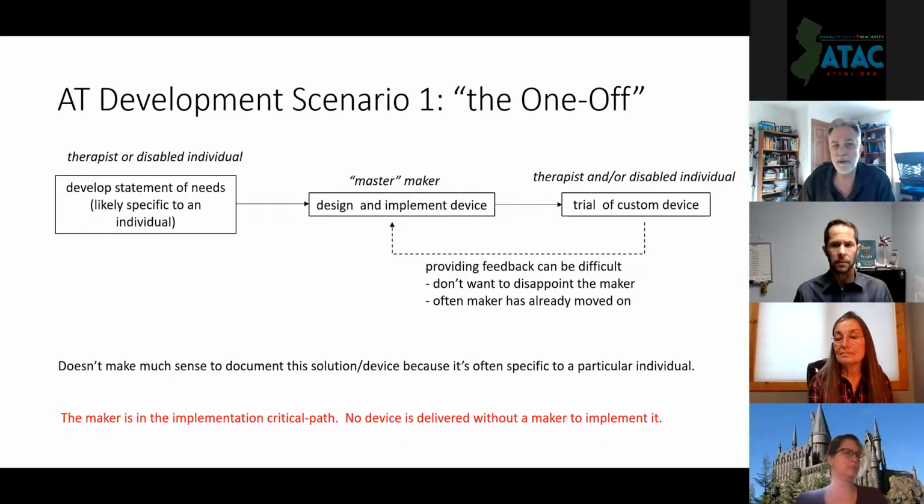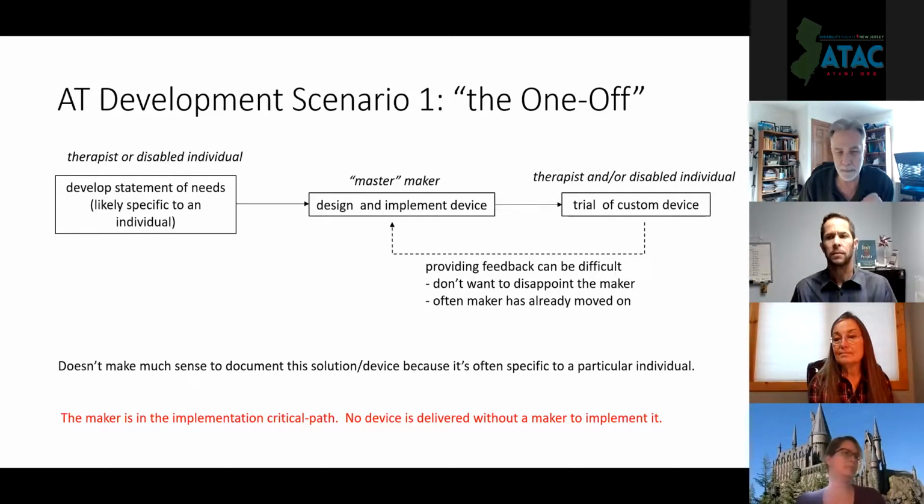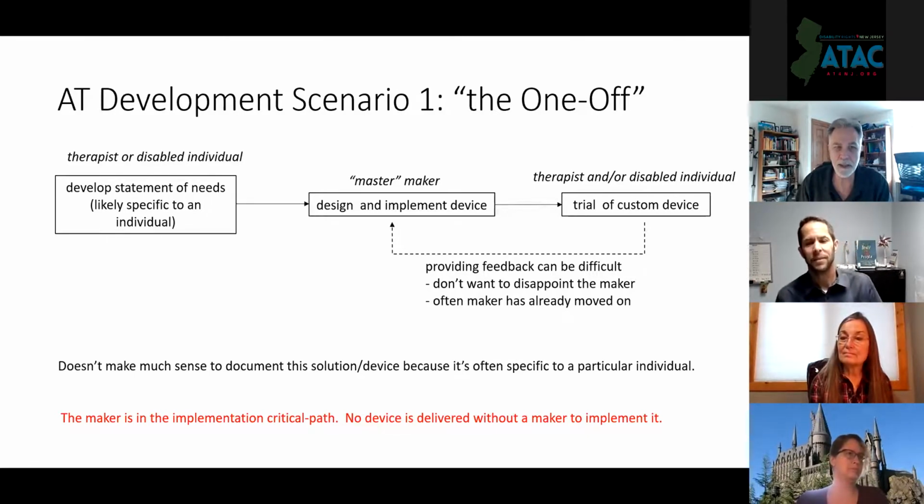Unfortunately, it turns out that providing feedback is typically difficult in this scenario. Number one, the therapist and the individual don't want to disappoint that maker by saying, oh, this really doesn't meet my needs at all, or it doesn't meet my needs in this way. They just don't want to disappoint that person because they're a master maker, and they seem like this incredible individual with all these skills. Also, that person may have already moved on, depending on how close the relationship is. So you just can't give them the feedback. So there's a problem with the feedback process in general.